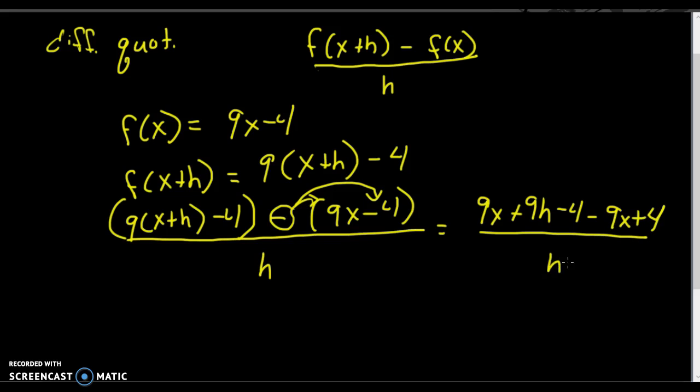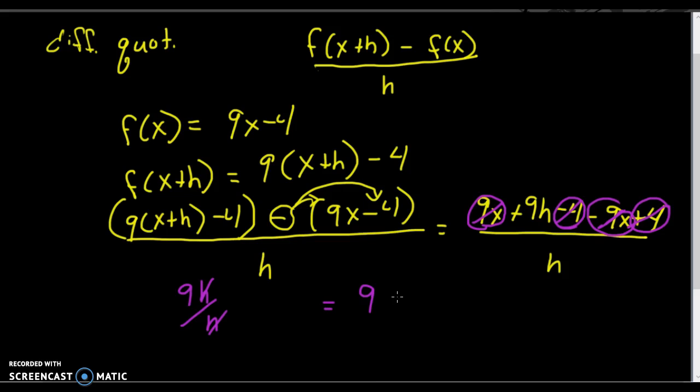Now I'm going to simplify by eliminating anything that's the same throughout. So here's a 9x minus 9x, so they're just going to go away. And then there's a negative 4 and a positive 4, so that's going to go away. And the only thing I'm left with is 9h over h. The h's cancel, and so my difference quotient for this function is 9.